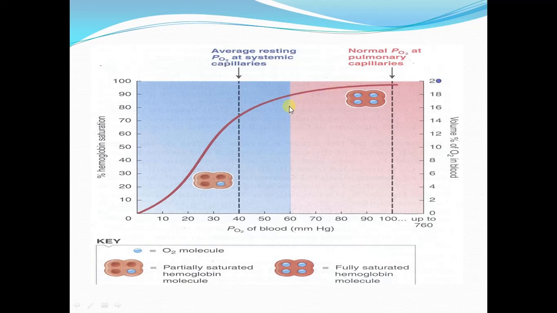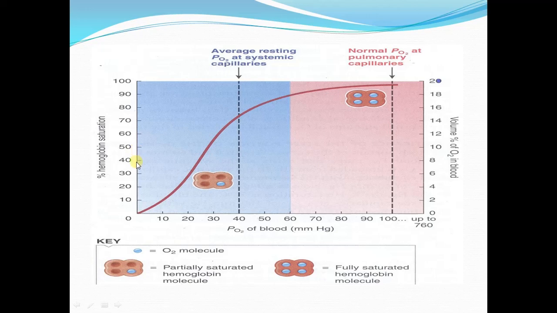While in the lower part of the curve, between 0 to 60 millimeter of mercury, a small increase in the partial pressure of oxygen results in a large change in the extent to which hemoglobin is combined with oxygen.